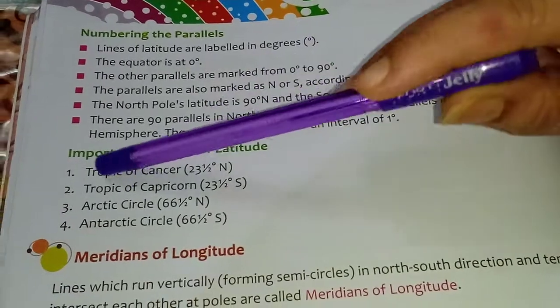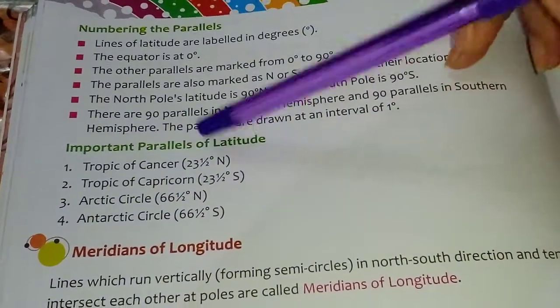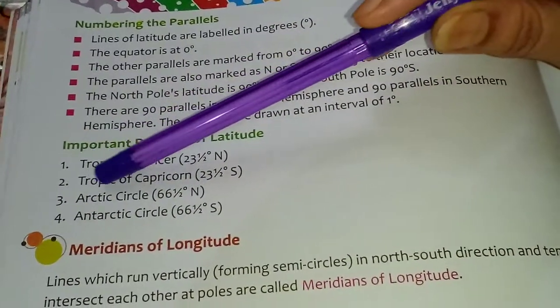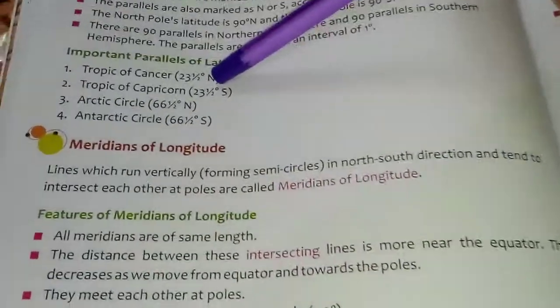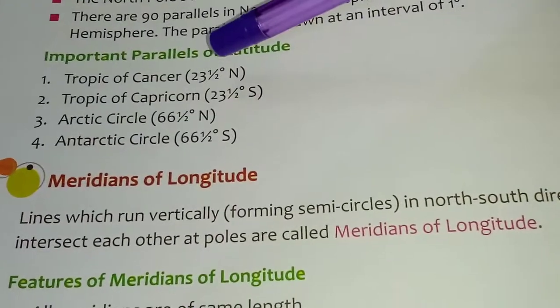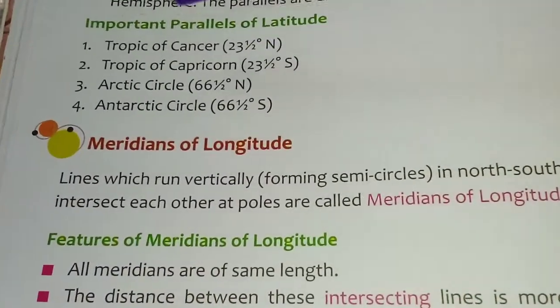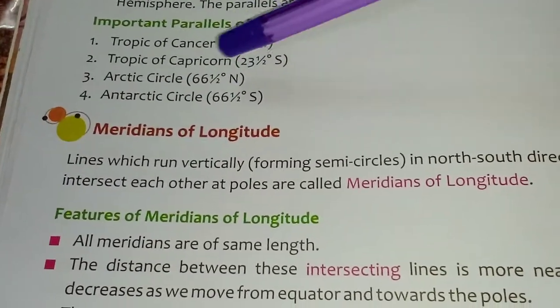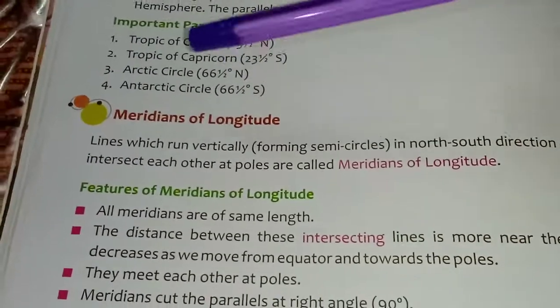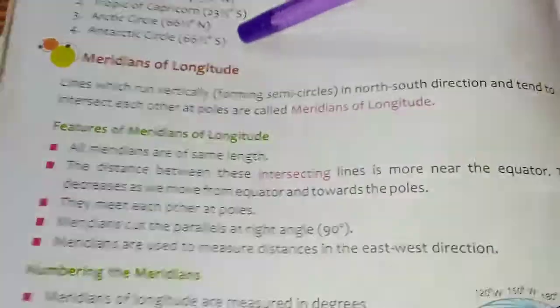Important parallels of latitudes. You all learned the Tropic of Cancer, as I told before, Tropic of Capricorn, Arctic Circle, Antarctic Circle. And always you should remember the degree also. 23.5 degree N, Tropic of Cancer. 23.5 degree S, Tropic of Capricorn. Arctic Circle, 66.5 degree N, and Antarctic Circle, 66.5 degrees south.